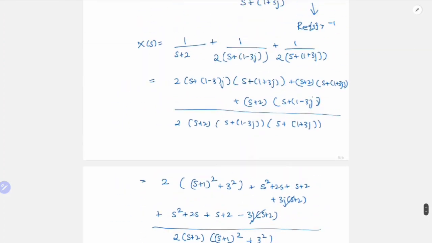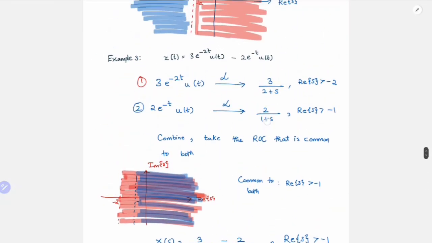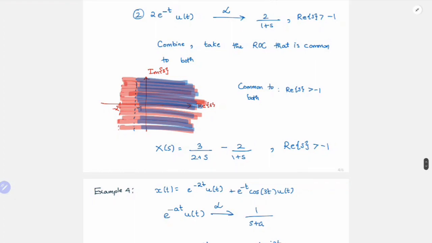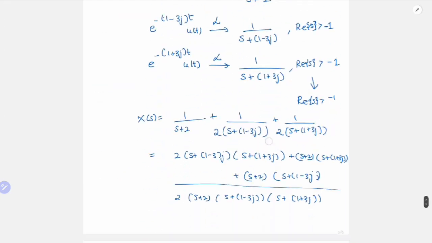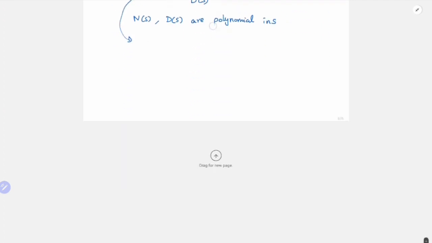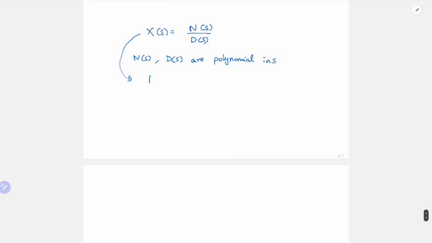If you see, in all of the examples we have considered so far, we have got all the terms in this form only, right? If we combine them, we'll get some numerator polynomial by denominator polynomial. So all of them are like X of s is equal to N of s by D of s, where N of s and D of s are polynomials in s. These types of Laplace transforms are called rational Laplace transforms.